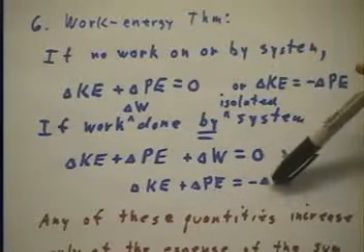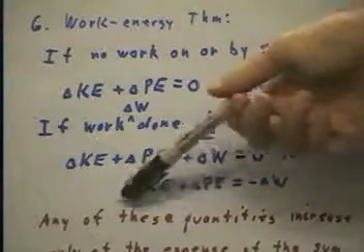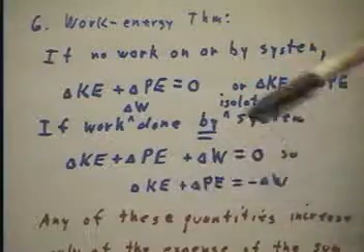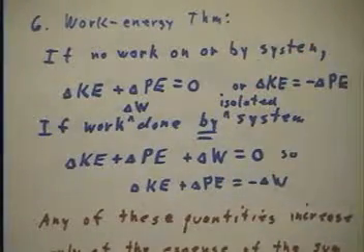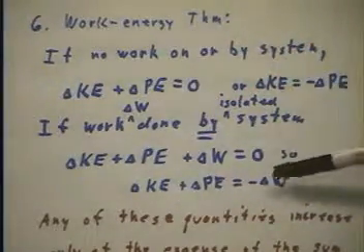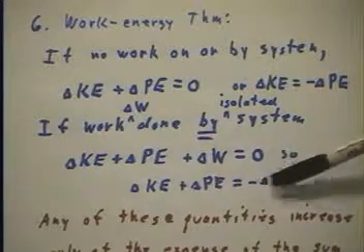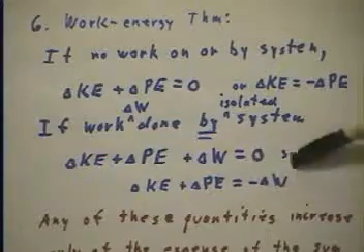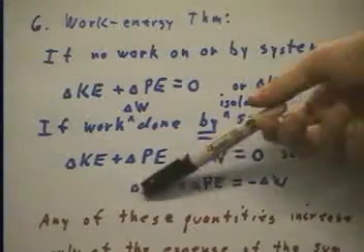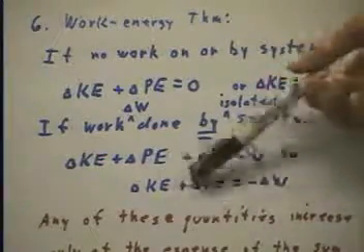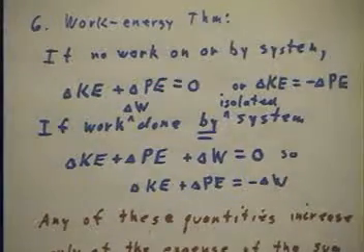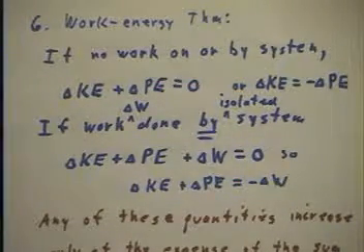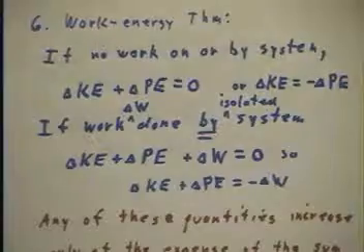Of course, this could be written as delta W equals the negative of the total of delta KE plus delta PE. However, if the work done by the system is positive, then we can see that this side is negative. So if the system does positive work, then the total change in kinetic and potential energy must be negative. And that means that work is done, again, at the expense of kinetic and potential energy.